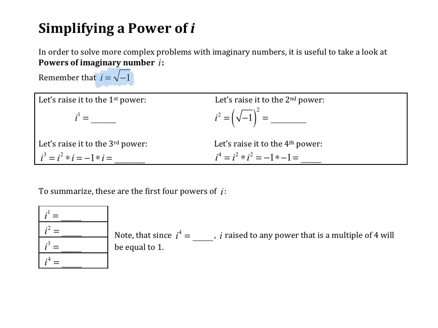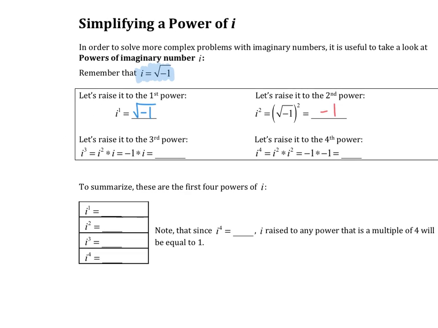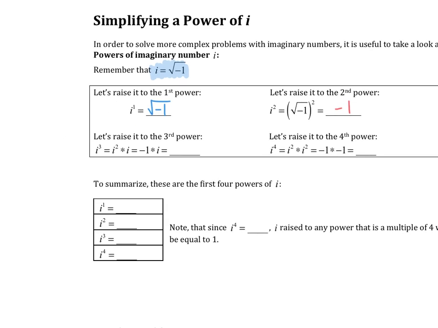Okay, so if I raise I to the first power, then obviously I to the first power is the square root of negative 1. If I raise I to the second power, then remember I squared is negative 1. It gets rid of the square root. If I raise it to the third power, notice that the third power gets broken down into I squared times I, and I squared is negative 1.